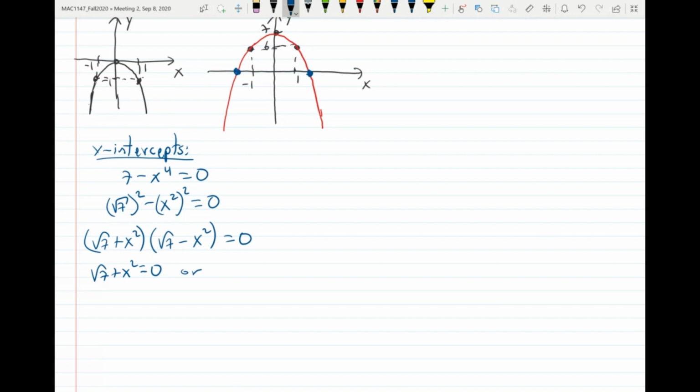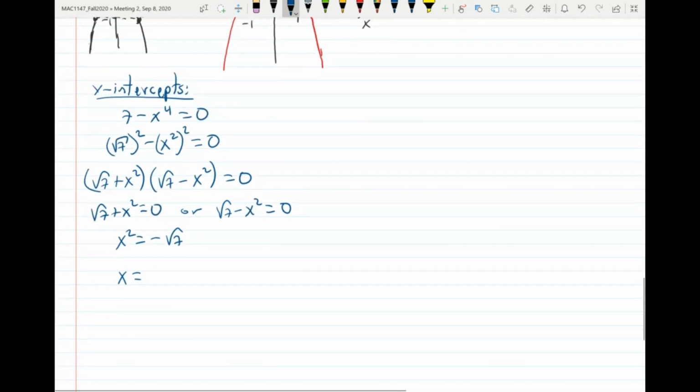And then the other equation is square root 7 minus x squared equals 0. The first one will lead us to something interesting because we get x squared equals negative square root 7. And what sort of solutions do we have here? Can anybody tell me what type of solutions we are going to get? Are we going to get real numbers or complex numbers as a solution for this first equation that I'm solving? We're going to get complex, right?